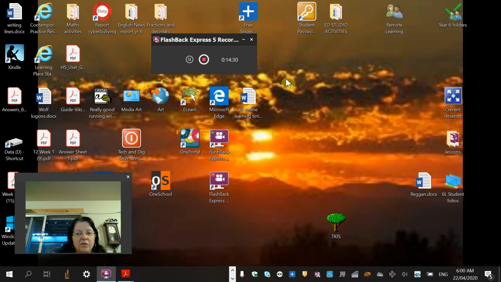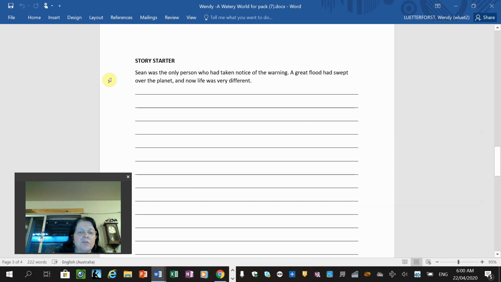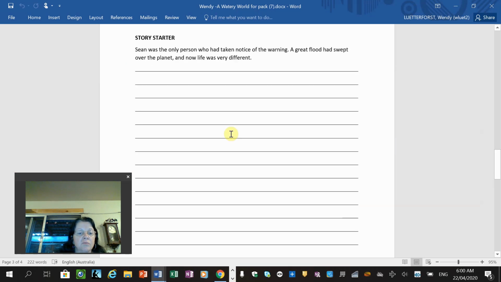And we've downloaded the activity sheet that was with it, and today that's really easy as well because all you need to do is just write me a little short story. I've had some people send in a page of really great in-depth story. They've checked all their sentences, so well done. But if you can just write me half a page at least. Sean was the only person who had taken notice of the warning. A great flood had swept over the planet and now life was very different. So if you're using this and you send it to me, just pop your name at the top. If you're writing it in your book, you can continue on from what we've done and write that sentence starter again and then continue on. I might just pause for a second.